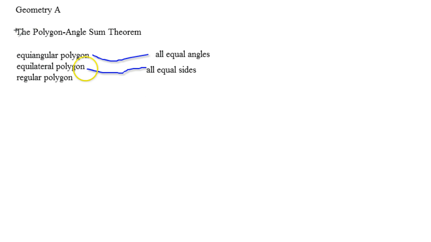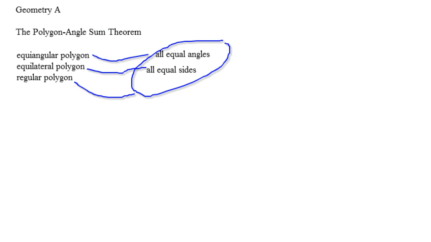And a regular polygon has both: all equal angles and all equal sides. We'll be dealing with a lot of regular polygons, because there are some really cool formulas that come from them. You can find measurements of a regular polygon, like the area, just by using two numbers, an apothem and the perimeter. So it's really kind of cool.